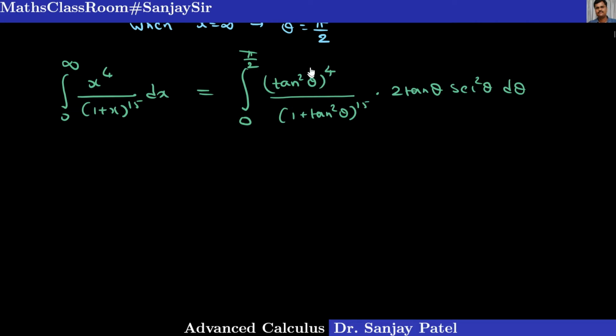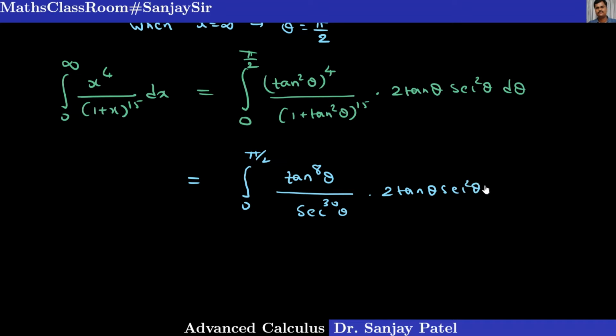So this is equal to integral 0 to pi by 2. This is tan raised to 8 theta, and 1 plus tan square is sec square theta, and raised to 15 is there, so it is sec raised to 30 theta. And here we have 2 tan theta into sec square theta into d theta.